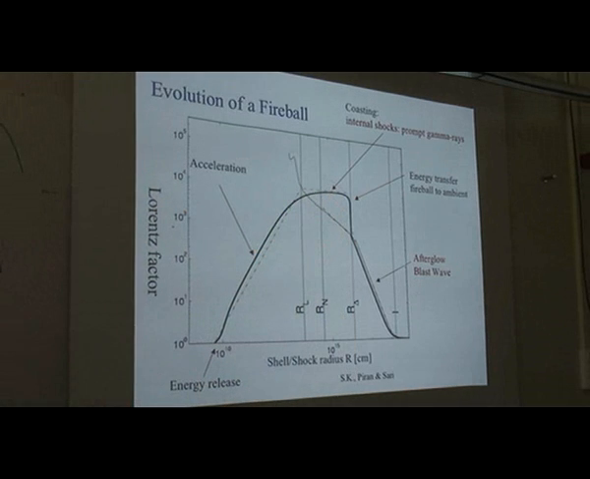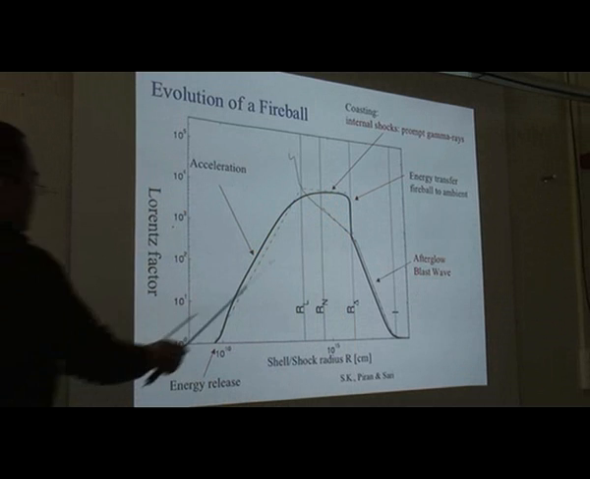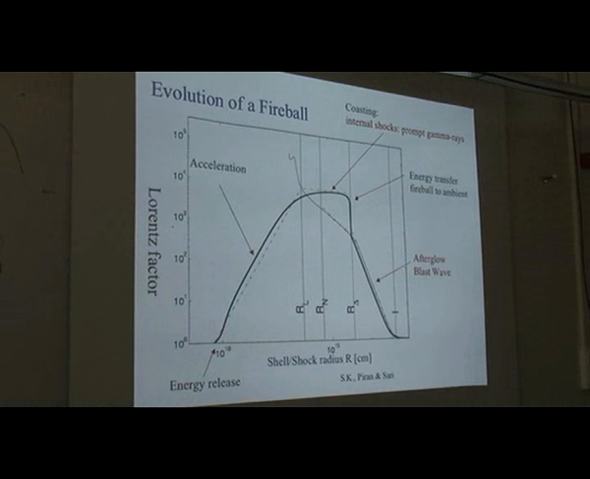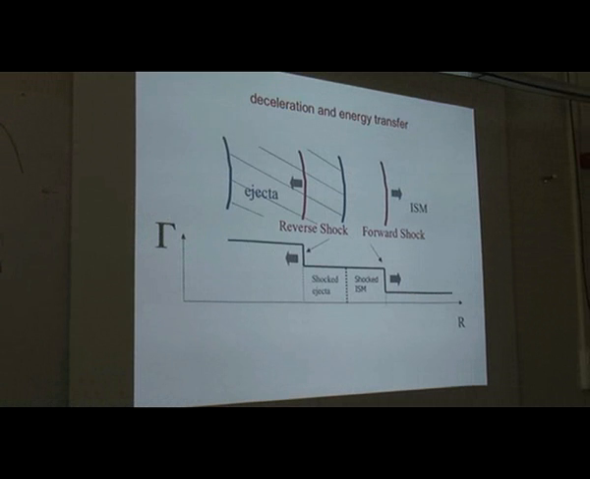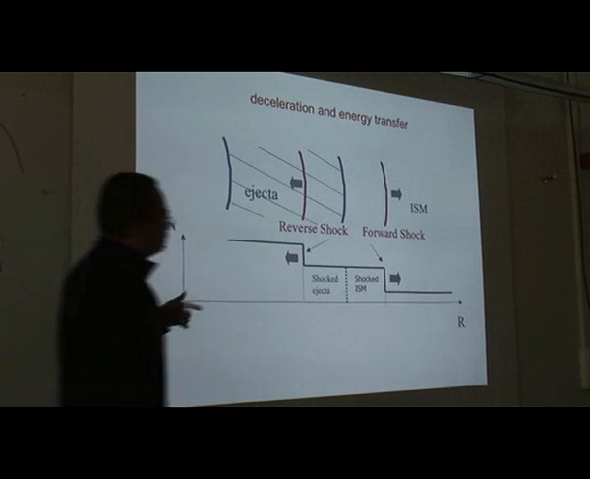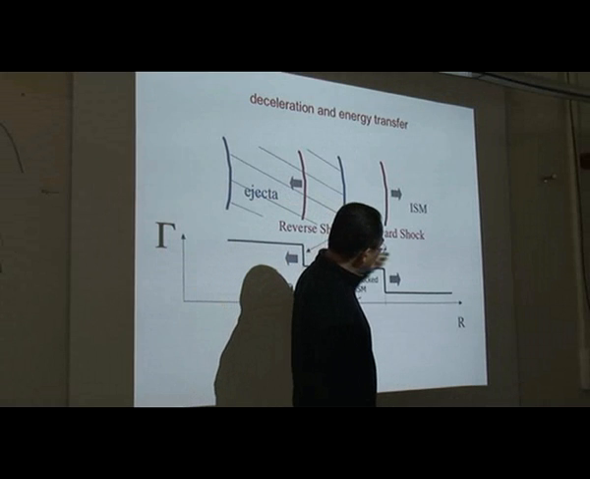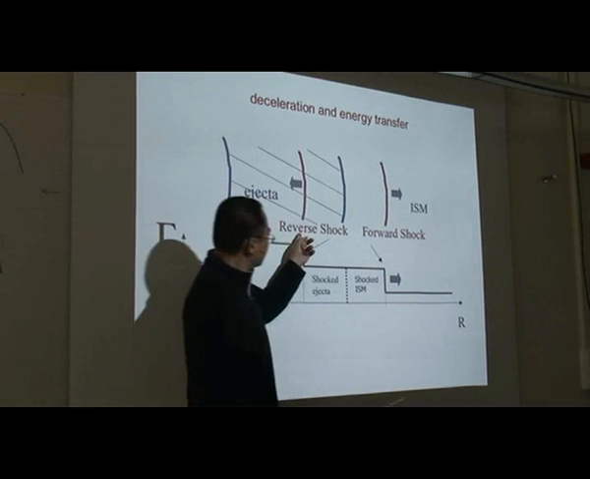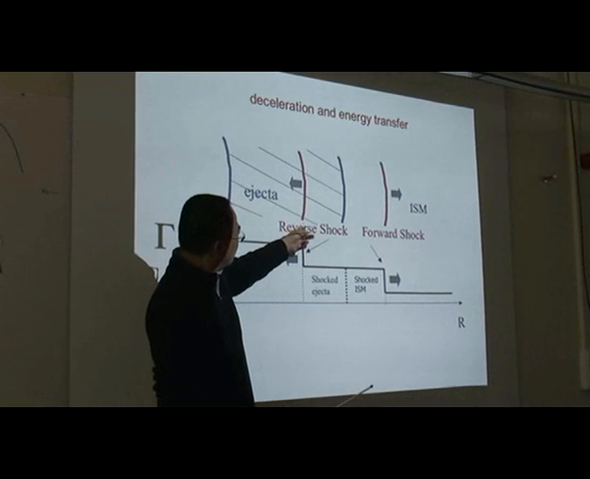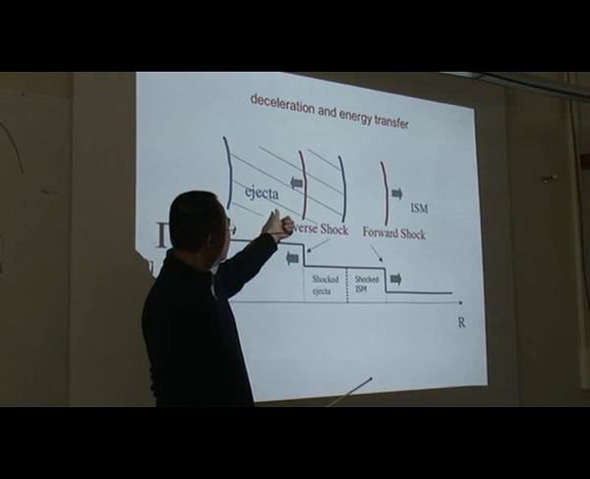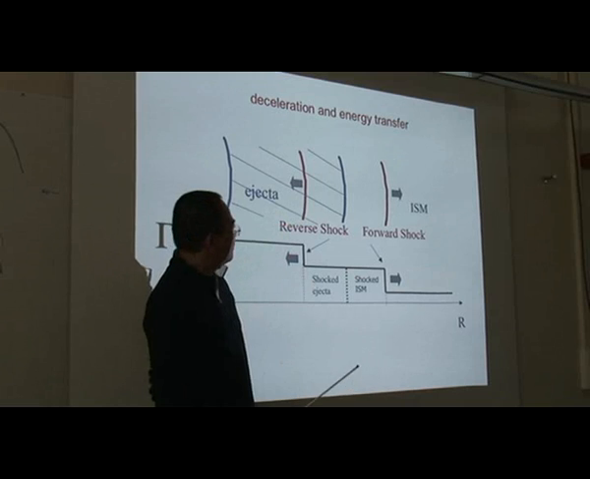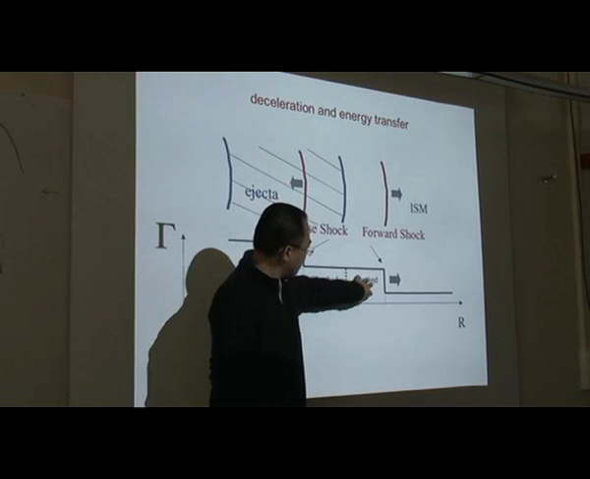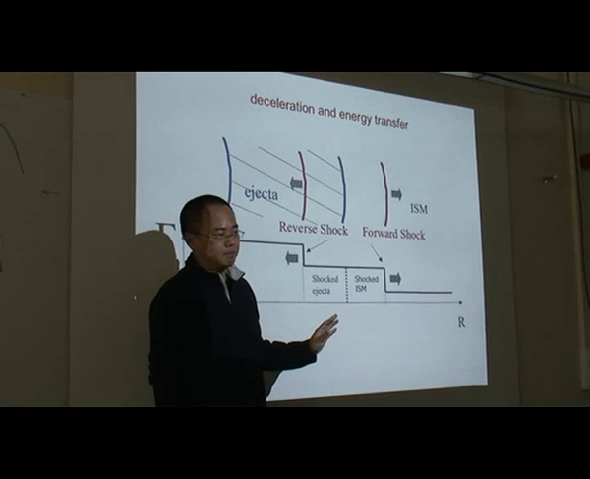Okay. And about this deceleration, it is done by two kinds of shocks. One shock propagates into the ambient medium and accelerates the ambient. The other shock is called the reverse shock. It propagates inside the ejecta itself, and the ejecta decelerates. Around the shock crossing time, we can show that these two shock regions carry comparable energy.